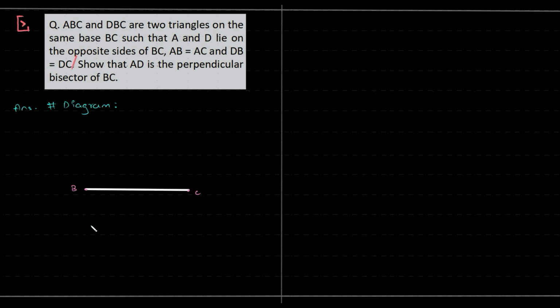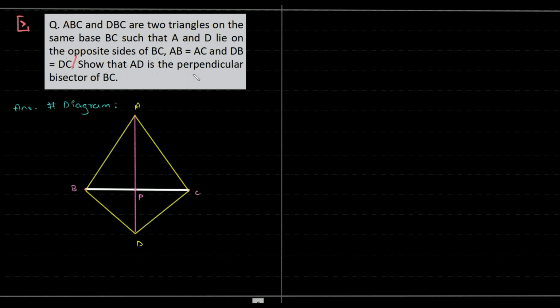Should they be equal? Kind of. No. AB is equal to AC. So they're telling AB is equal to AC and DB is equal to DC. That's all they're telling. And this is D. Show that AD is a perpendicular bisector of BC. Basically, this we can call as point P.